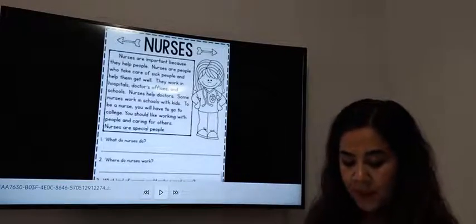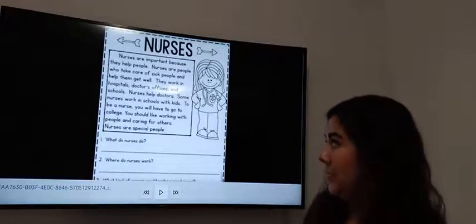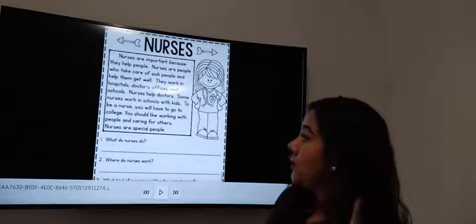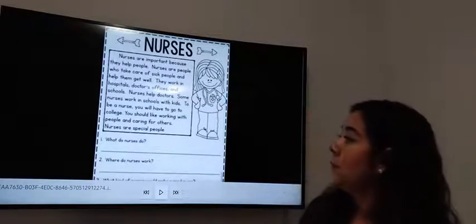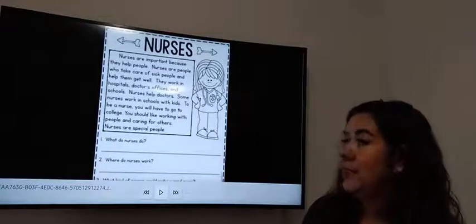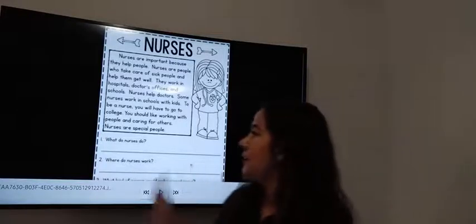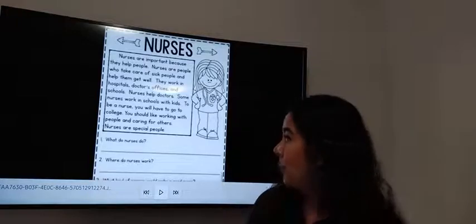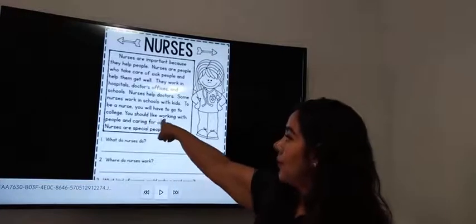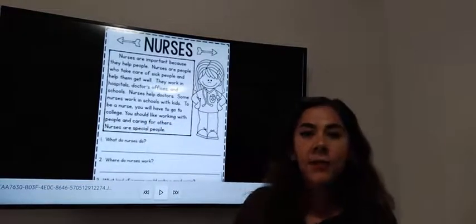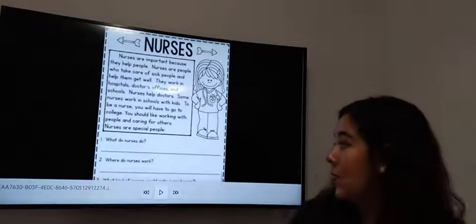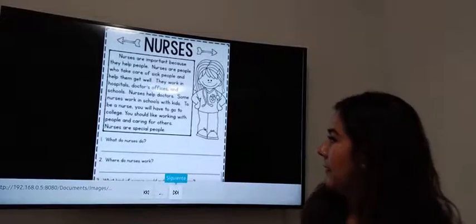What kind of person will make a good nurse? If you want to be a nurse, you should like, or the people should like, working with people and caring for others. Nurses are special. You don't have to write nurses are special, but you have to write you should like working with people and caring for others. Okay?